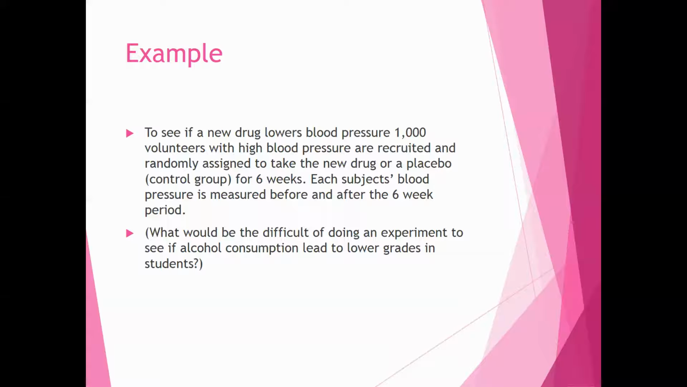So to see if a new drug lowers blood pressure, 1,000 volunteers with high blood pressure are recruited and randomly assigned to take the new drug or placebo for 6 weeks. And then each subject's blood pressure is measured before and after the 6-week period. And you can see you just couldn't do an experiment to see if alcohol consumption led to lower grades. You can't randomly assign students to drink alcohol.